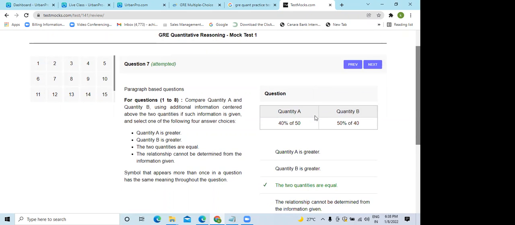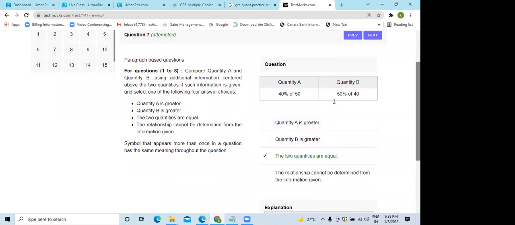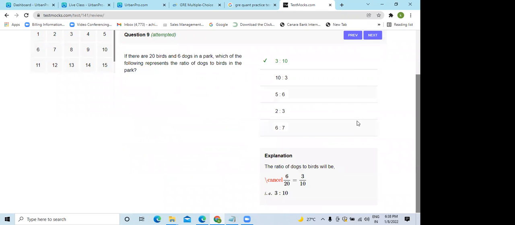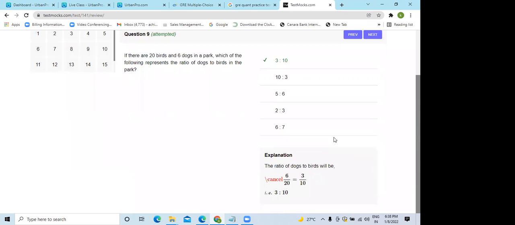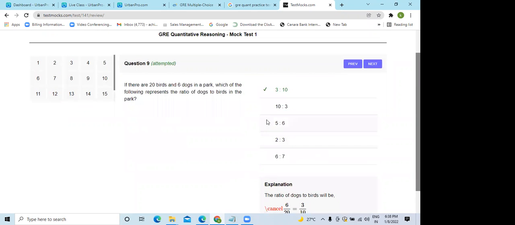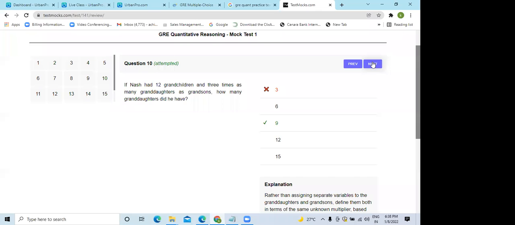Okay. Now let's go to the seventh. Yeah, seventh is right. No doubt. Good. Eighth is also right. Yes. Here what happened? Three. Correct, no, sir? It's correct. Your answer is right. Tick. 9. 10 is wrong here. 3 is wrong here.